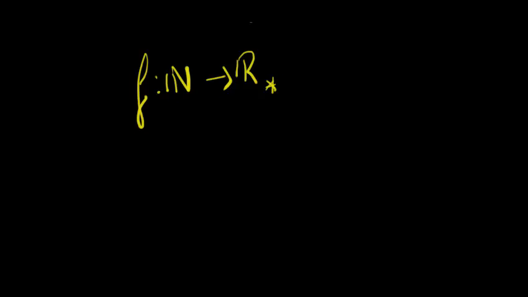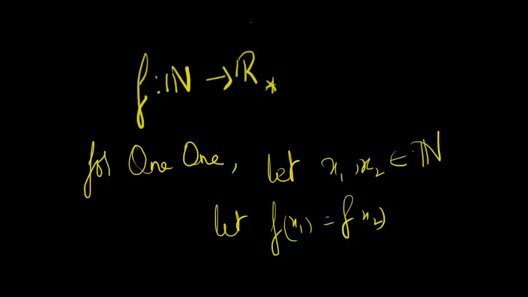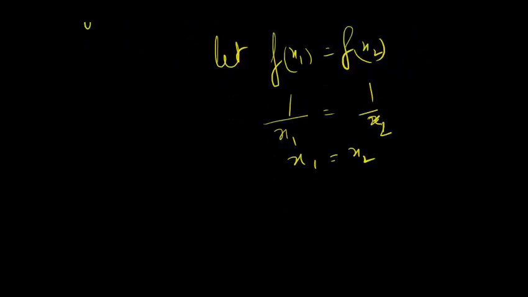So for one-one, what do we do? Let x1, x2 belong to the first set, which is my natural numbers in this case. Now I'm going to say let f of x1 be equal to f of x2. So what is f of x1? 1 over x1 is equal to 1 over x2. So when I reciprocate this, I get x1 is equal to x2. Therefore I can now go ahead and say that f of x is a one-one function.